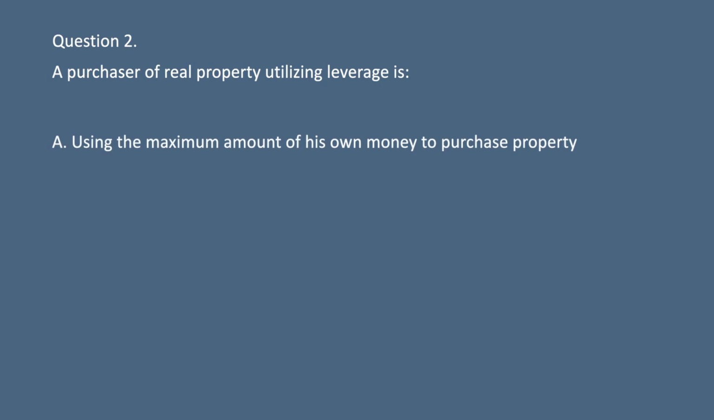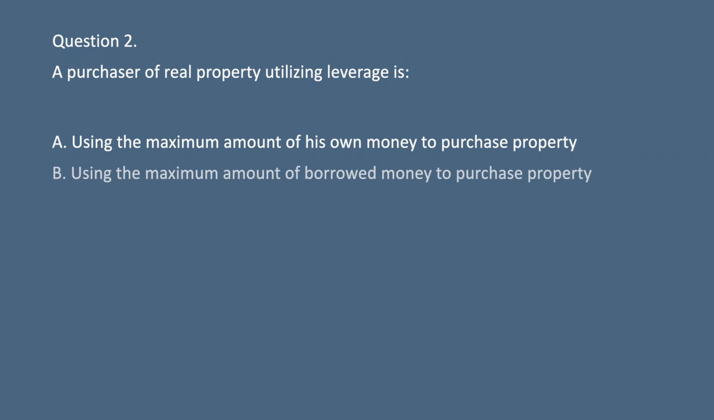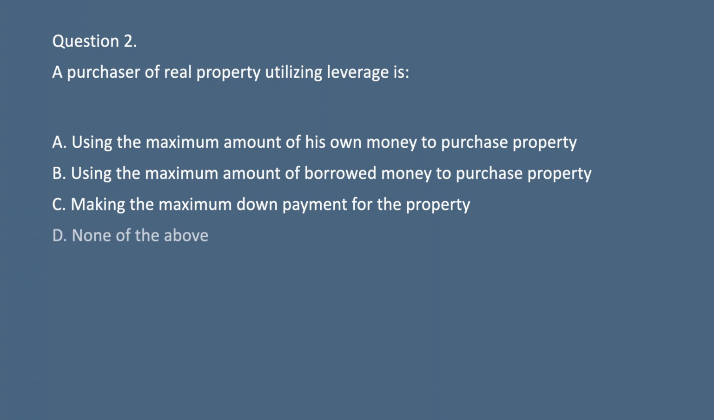Question 2. A purchaser of real property utilizing leverage is A. Using the maximum amount of his own money to purchase property. B. Using the maximum amount of borrowed money to purchase property. C. Making the maximum down payment for the property. D. None of the above.